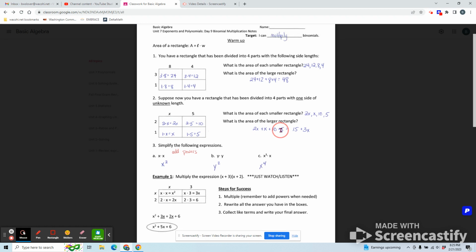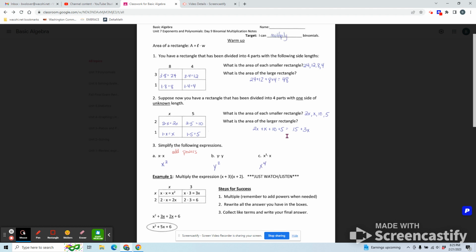But this time, I don't have all like terms, right? The 2x and the x can combine, those two are like terms. But the 10 and 5 are like terms as well, sorry, they add to give us 15. So I have 15 plus 3x. These cannot be combined. They are not like terms. One has a variable and one does not.